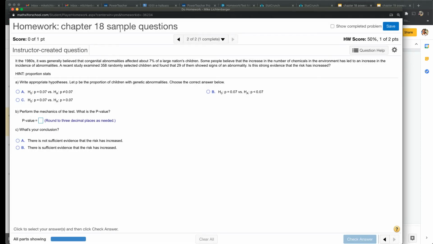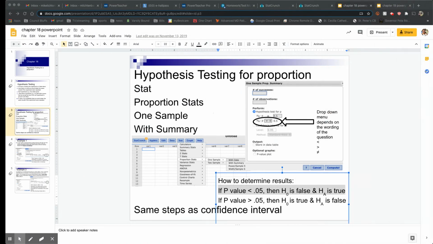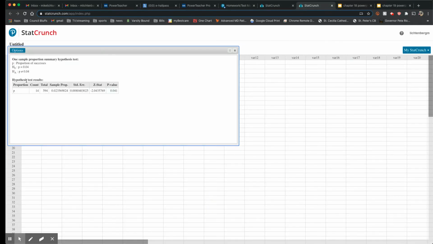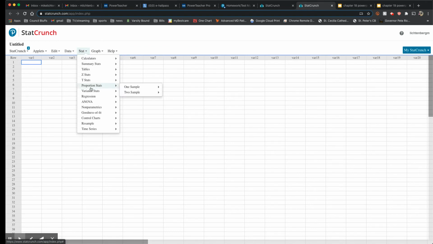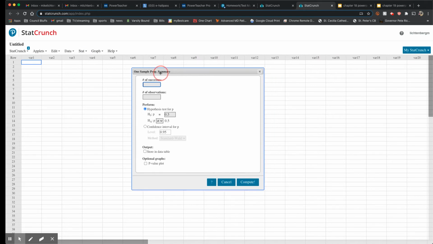For the next one, we're going to do the same thing. Okay, so we're going to go into StatCrunch again. And once again, it's Stat, Proportion Stats, One Sample, With Summary. And let's look at the question here.